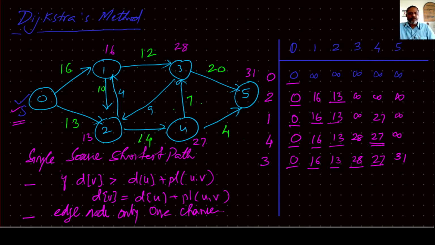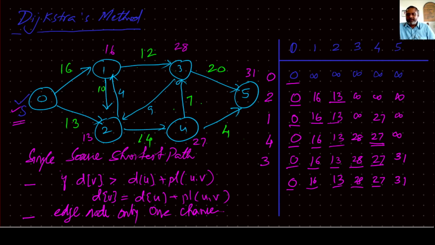Now from node 3, you can't go to node 1 or node 0, so that remains 16. Yes, we can go to node 2, so 28 plus 9 makes 37, but node 2 we have directly reached in 13, therefore no change. Then from node 3 we can go to node 5, 28 plus 20 makes 48, so we have reached with 31 already, therefore nothing is to be done.